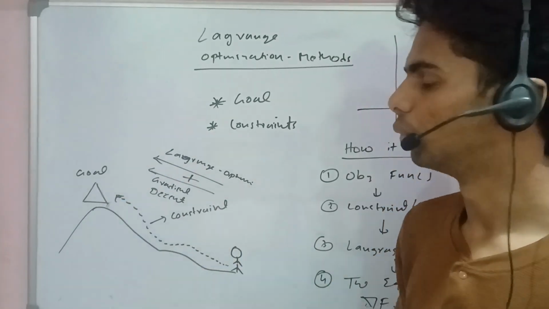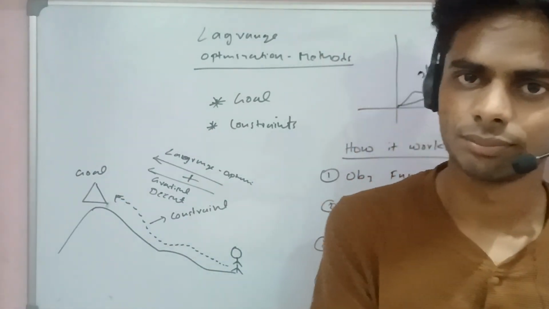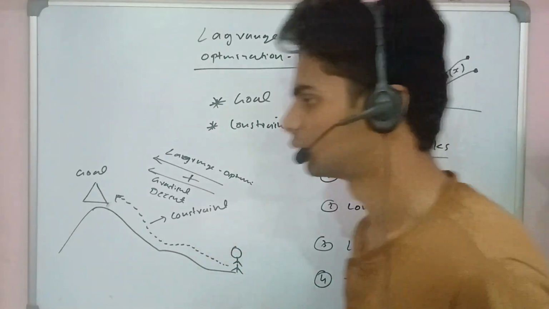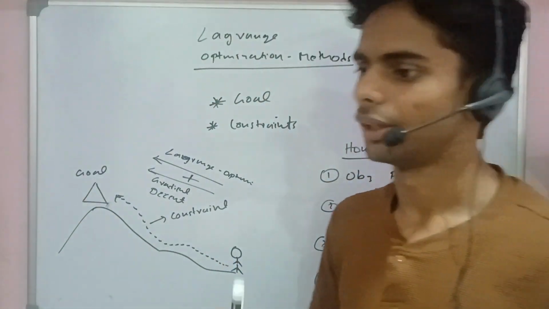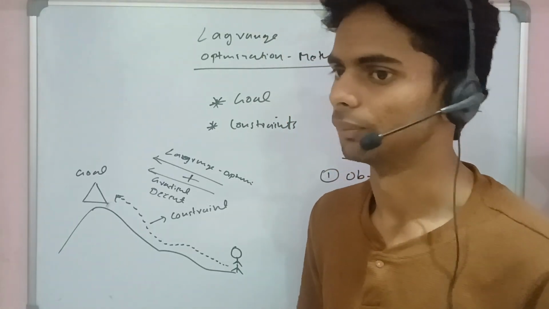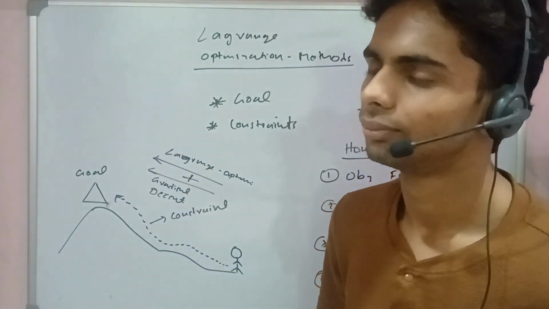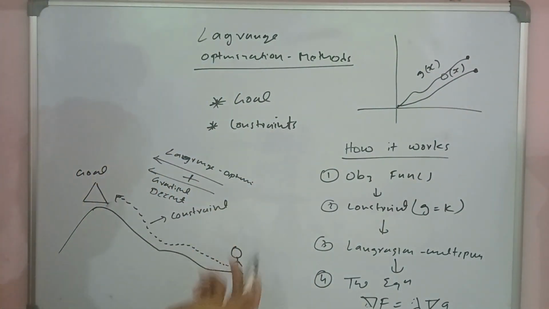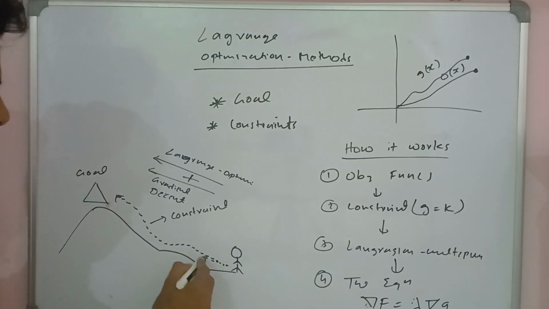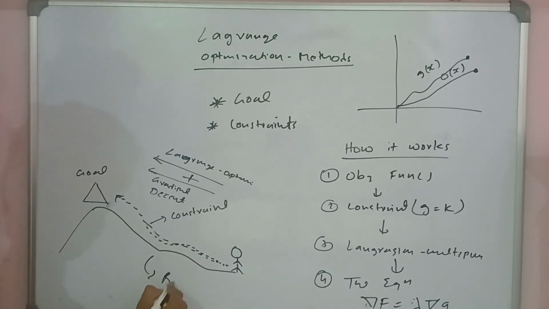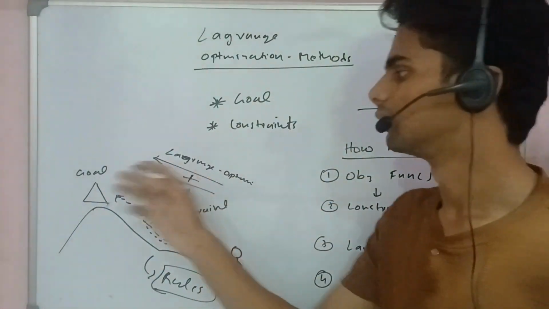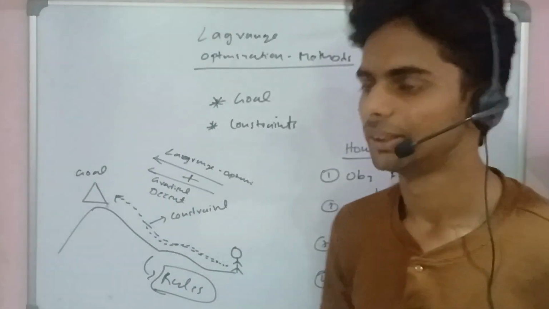You need to move toward the goal, but with a specific set of rules. For example, you need to move only straight, not left or right. So you are moving toward your goal, but by following rules. That is like the Lagrange optimization method.